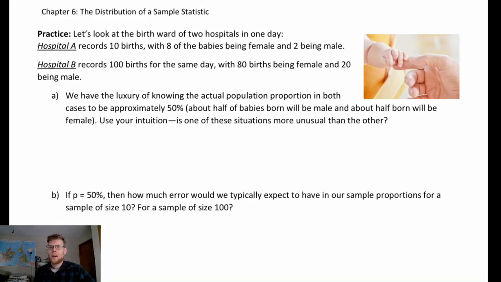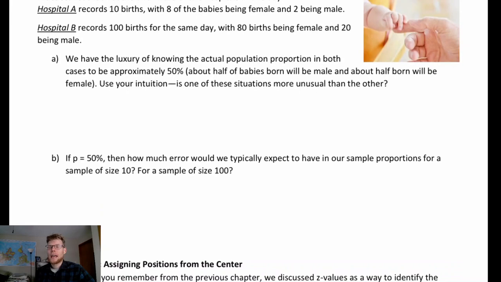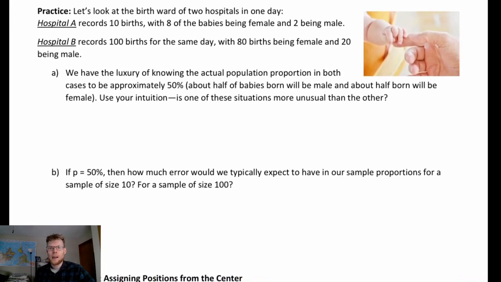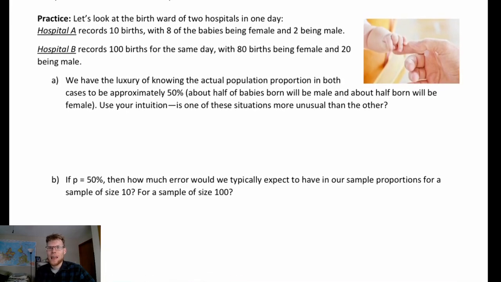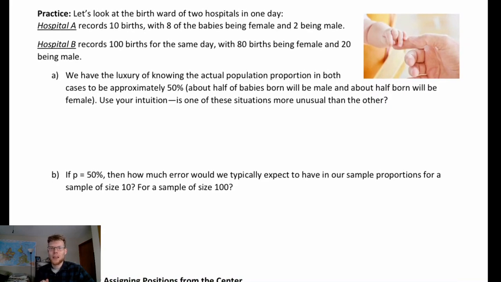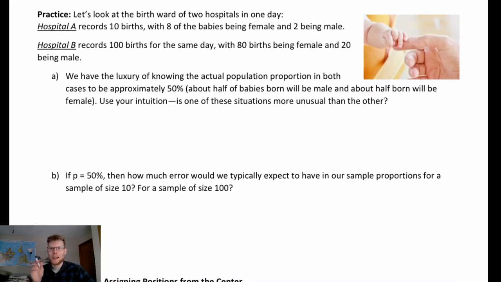All right, so I'll go ahead and go on here, and I'm not going to answer part A because I just want to go straight to B for a second, and then we're going to come back to A. So if p equals 50%, then how much error should we typically expect to have in our sample proportions for a sample size of 10 and for a sample size of 100? We can numerically calculate the expected error in each of these situations for comparison.